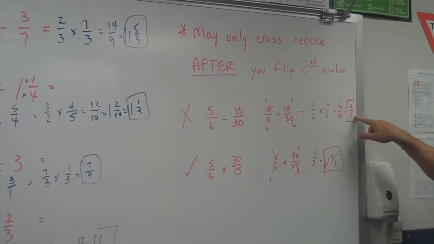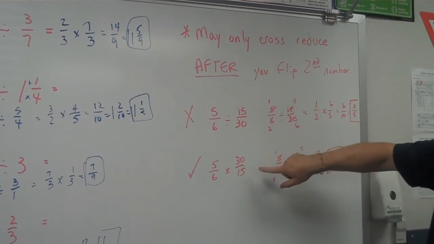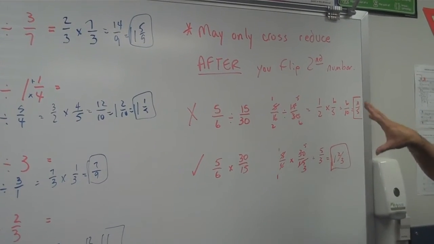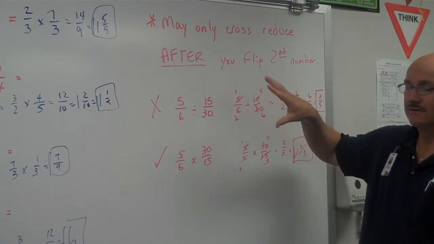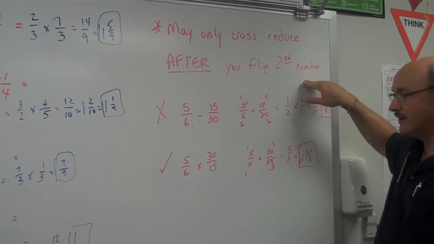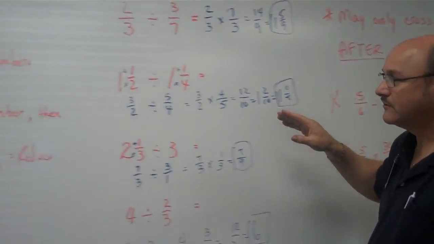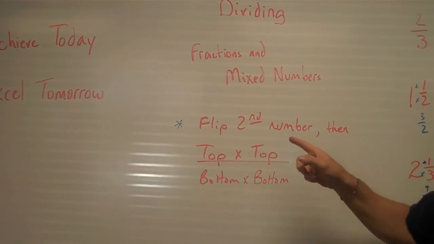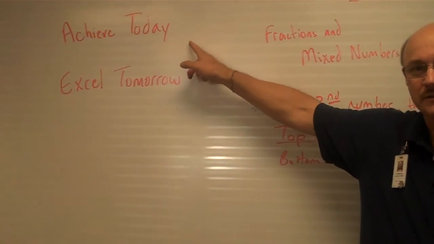So you can see you would get a different answer if you cross-reduced before you flipped than you would after you flipped. And after you flipped would be the correct answer. So if you're really into cross-reducing and you like it, and you understand it, just remember on dividing, you may only cross-reduce after you flip the second number and make it a multiplication problem. Okay? So, basic rule, flip the second number, then top times top, bottom times bottom, and reduce. Let's achieve today to excel tomorrow.